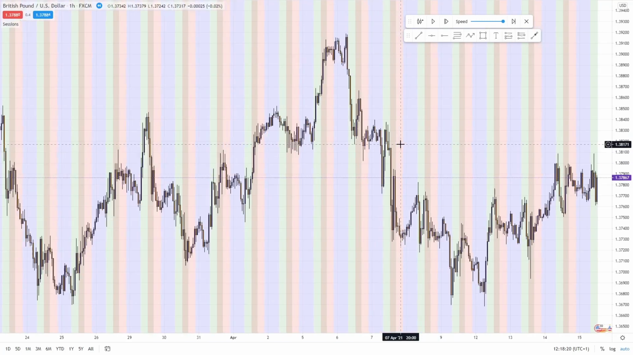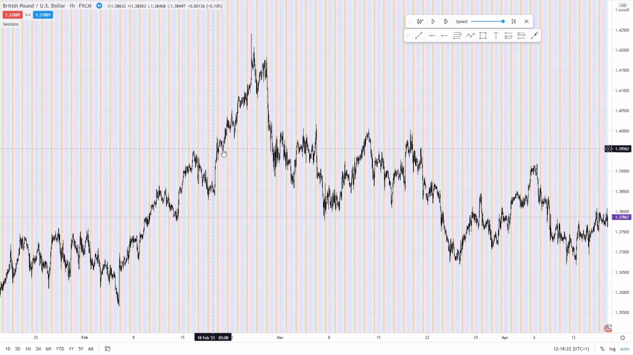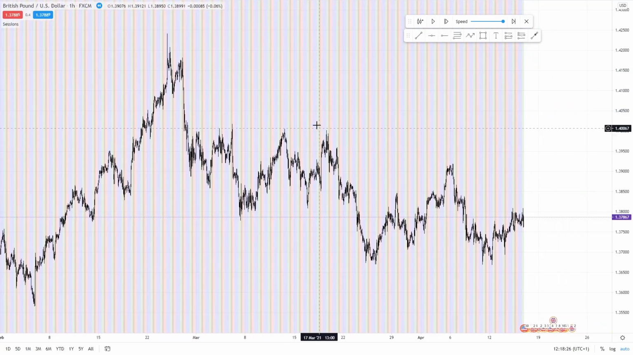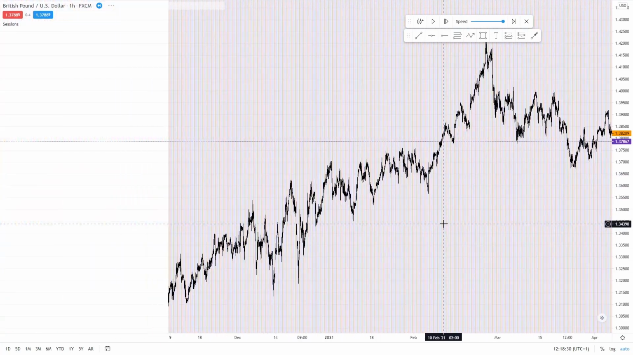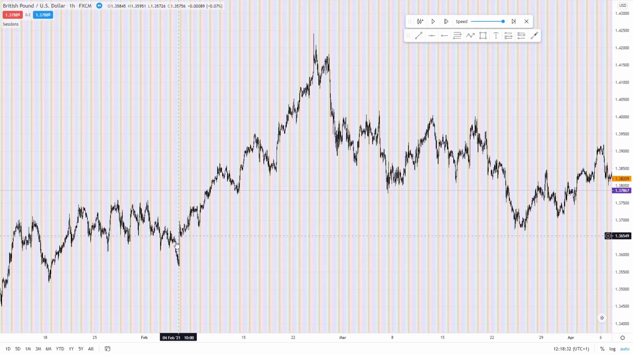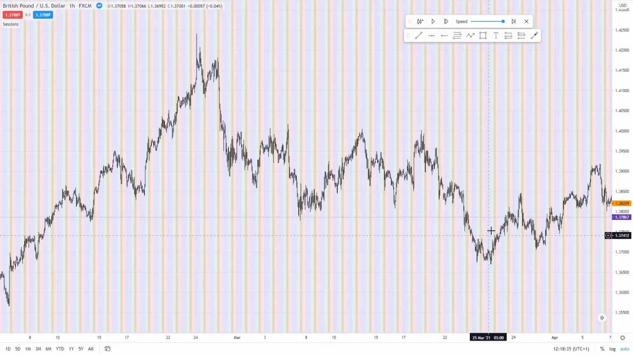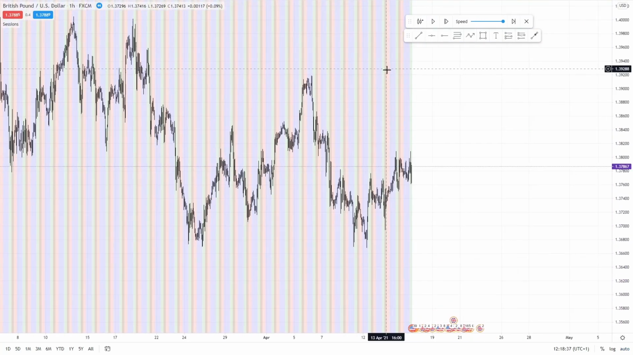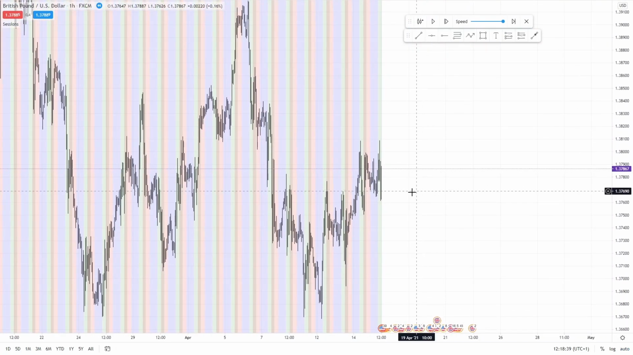So starting off on the 1 hour chart, you can see that since the end of February, around these highs here, we have been in a bearish trend, slowly but surely breaking structure and making lower highs and lower lows. However, in the long term, I am still bullish on this pair, looking to see higher prices, but recently we have been seeing slightly more bearish momentum on pound dollar.